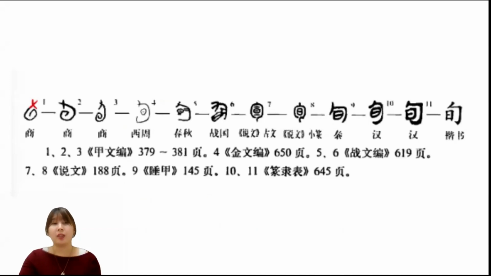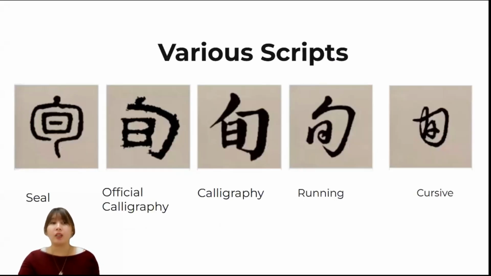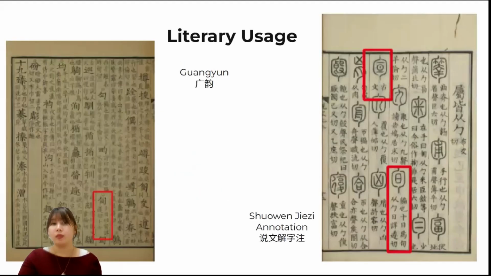Here's a little bit of evolution. As you can see from left to right, it has stayed pretty consistent over time. At first it is just a spiral, but then it becomes the sun. And here are some various scripts. You can see this very clearly in each of them having the middle part of the days. Here are a little bit of usages. Again, you can see it in the top part of 说文解字词, which has that little ball, and then in Guanyun, you see the more simplified version of the character.